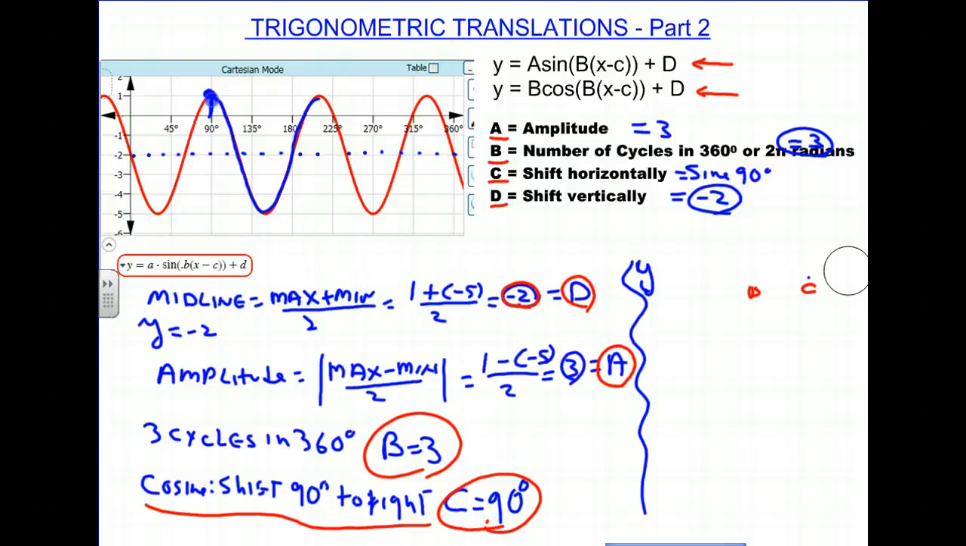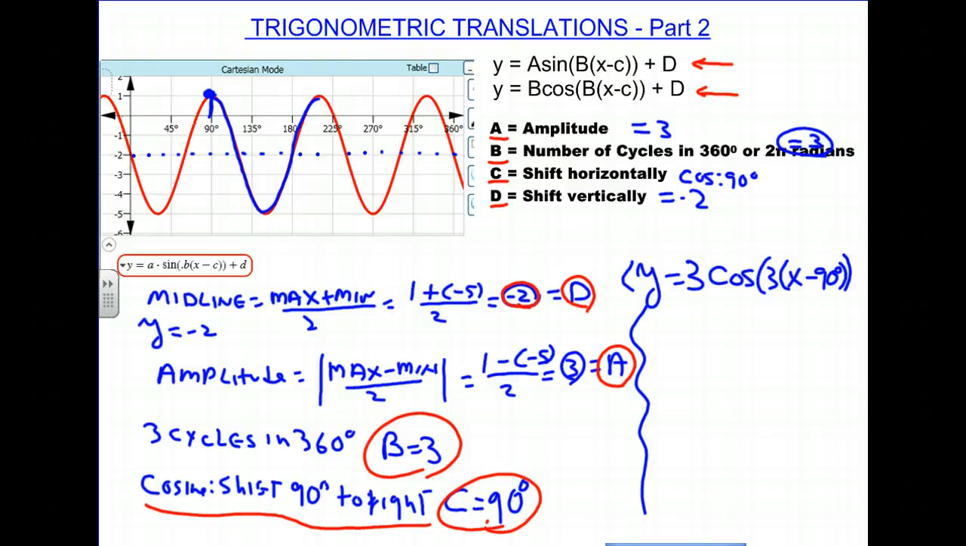So let's write our equation down, and let's write it neatly over here. We say that y is equal to a, which is 3, the cosine of b, which we said was 3, times x minus, and in our case we said it's 90 degrees, and then minus 2, because that's our d value. So there's our equation, and notice that a was 3, b happened to be 3 as well, c was 90, and d was negative 2.